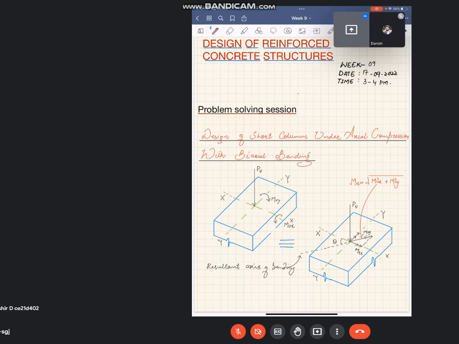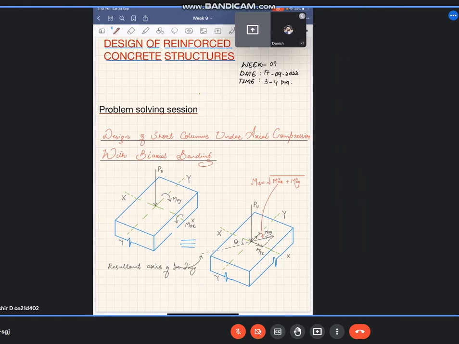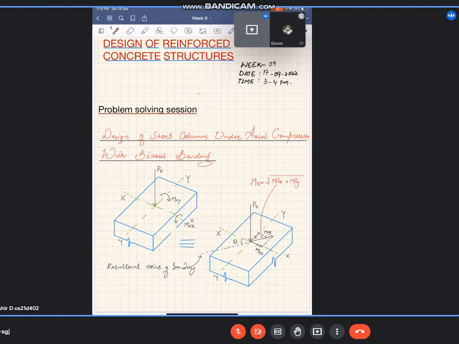So, today's problem solving session, we will be discussing design of short columns under axial compression with biaxial bending. In the last couple of lectures, you would have gone through this design of short columns under axial compression with biaxial bending, in the lectures given in week 9, week 8, and also week 7. This has been discussed in detail in the lectures available online on the NPTEL site. So here I will be giving you a brief overview of how to solve the problems, and later on we will solve a design problem regarding this.